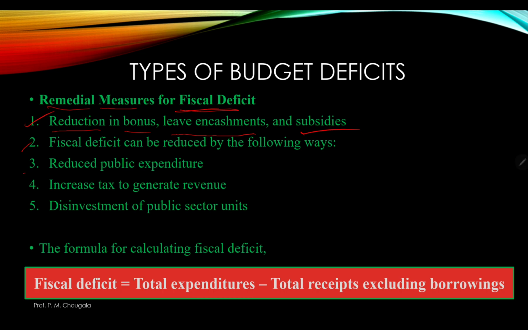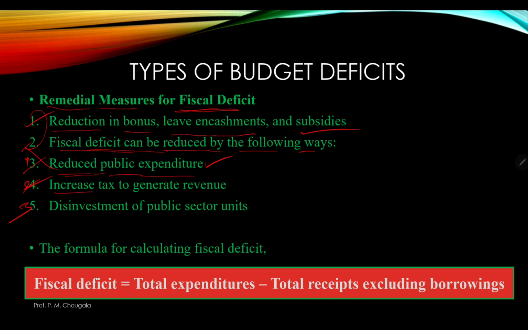Suppose, for example, the first one is reduce public expenditure. Apart from these aspects, the fiscal deficit has to be addressed by reducing public expenditure. The public sector has to reduce as much as possible unnecessary expenditure. This is number 1, this is number 2, number 3.